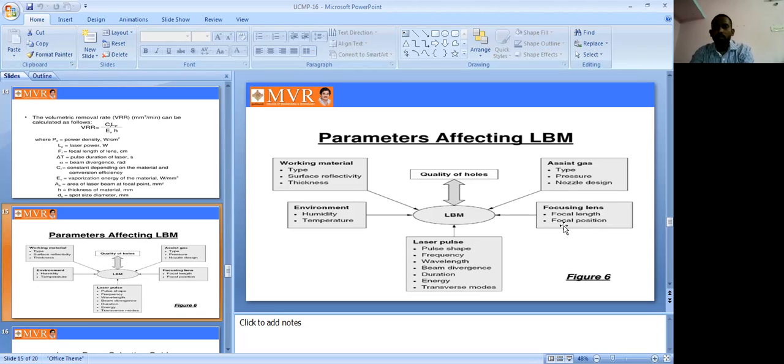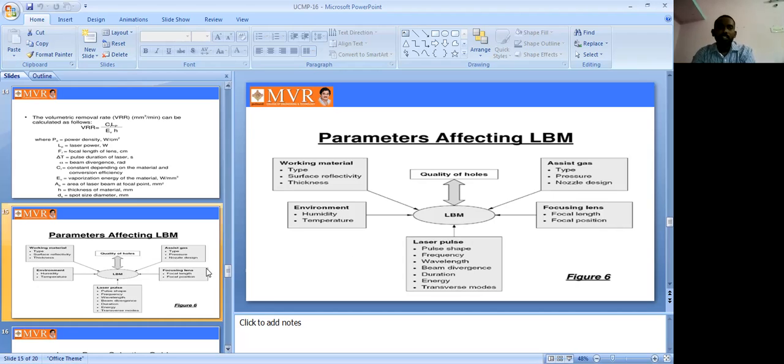So focal length is very important. Focal position is also very important. Position is nothing but the exact spot where the heat source is focused. When it is focused on the exact spot, the machining is completed. If it focuses on another spot, the machining operation is wasted. That's why the focusing lens is also one of the very important parameters in the LBM process. So these are some of the effects we can see on LBM.